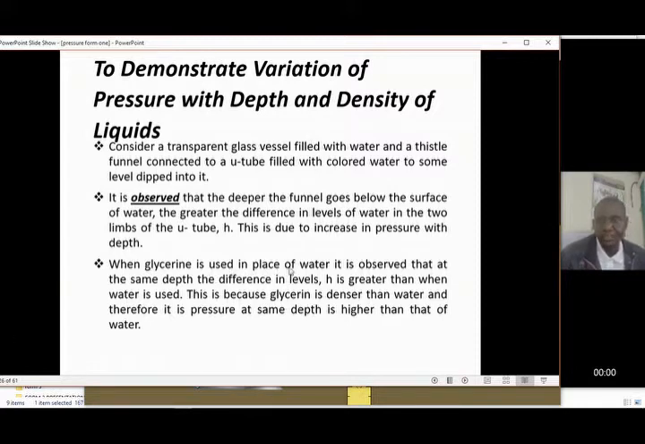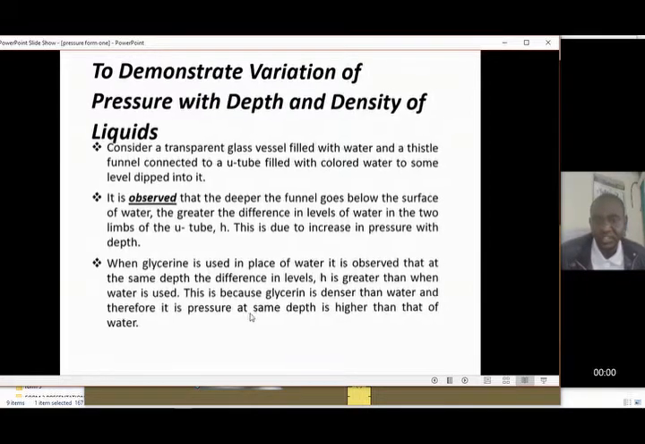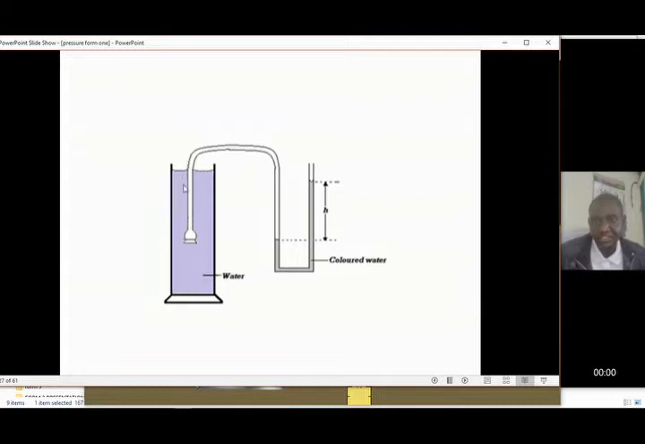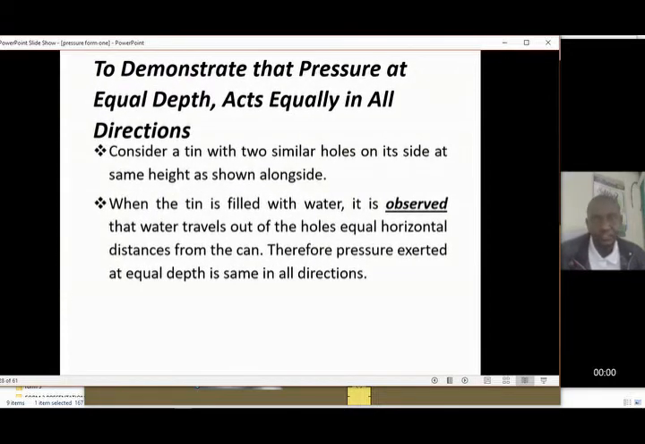When glycerin is used in place of water, it is observed that at the same depth, the difference in levels is greater than when water is used. This is because glycerin is denser than water, and therefore its pressure at the same depth is higher than that of water. So we are saying, for the case of glycerin, it has more pressure at the same level compared to that of water, simply because of density. That's why, inserting this one inside, the level of the water rises here. For glycerin, it will go up more than the water. This height here will be greater than the one of water.